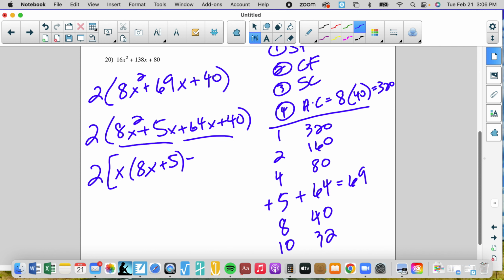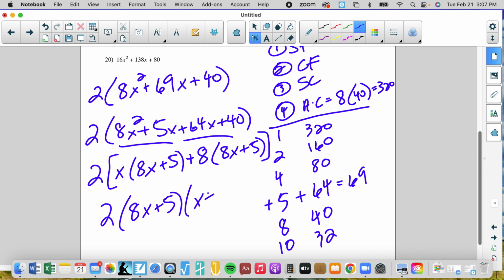You're going to factor out, let's think of an 8. I like 8. 8 sounds about right. So if we factor out an 8, we get 8x plus 5, right? 8 times 8x is 64. 8 times 5 is 40. And we did it correct because those are the same. And now we have 8x plus 5 and x plus 8.